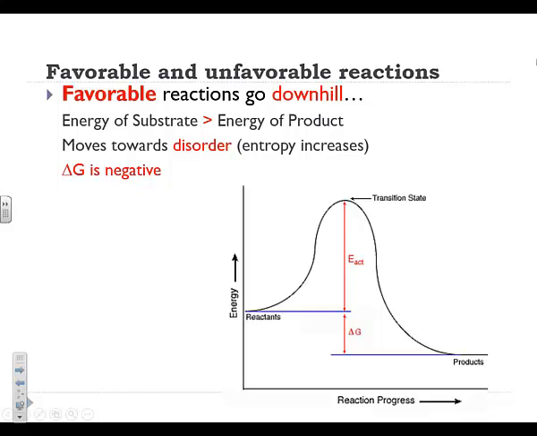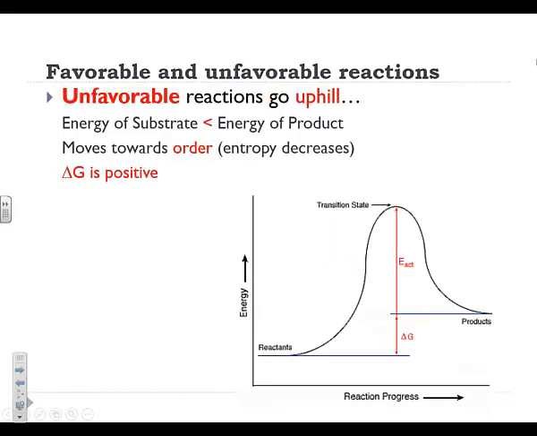On the other hand, if the energy of the substrate is less than the energy of the product at the end of that reaction, then the delta G, or the change in the free energy, is positive. This is an unfavorable reaction. In order to get to that product, there needs to be some input of energy to help facilitate that reaction.